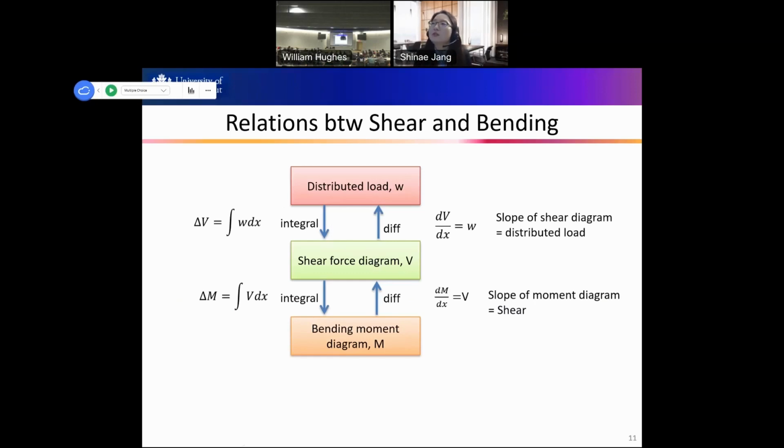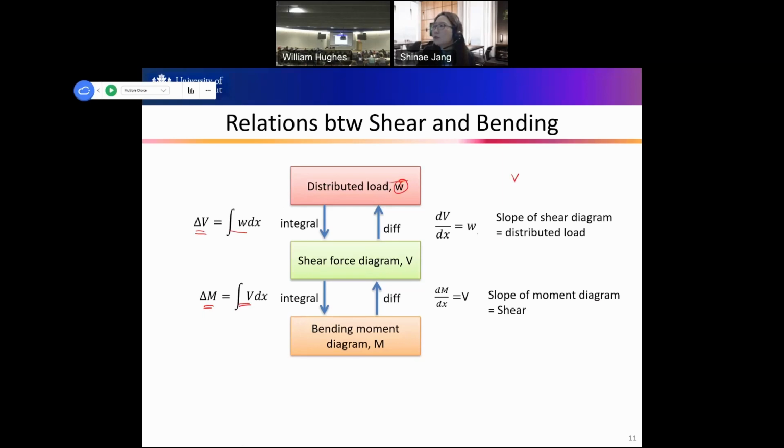Let's go back to the last learning objective. So using the relations between shear and bending moment, how to plot shear force and bending moment diagram. So this is the relation between the load, discrete load, shear force, and the bending moment. So what relations? It's related by integral. So if we have discrete load W, then integration of the load is shear force diagram, and then integration of the shear force is the bending moment. Okay, and then the other direction is differentiation, right?